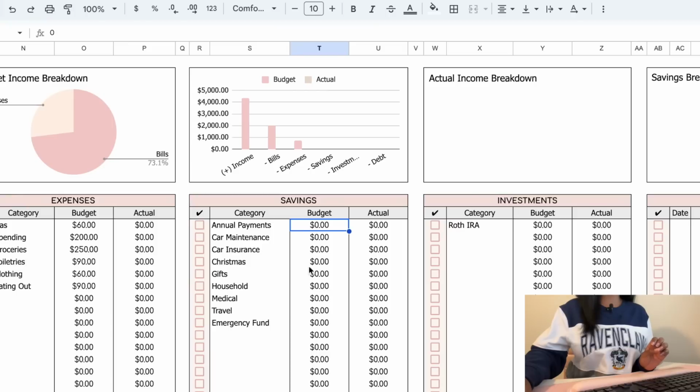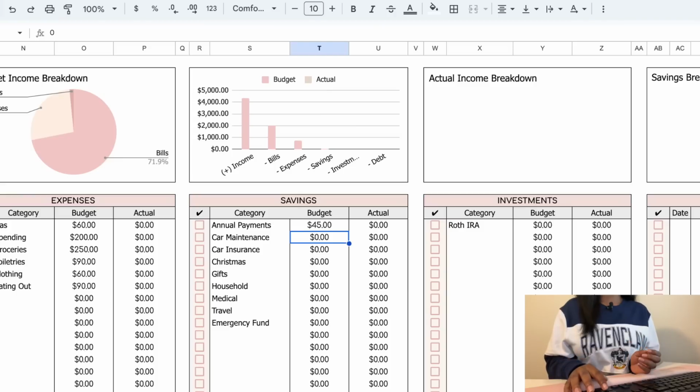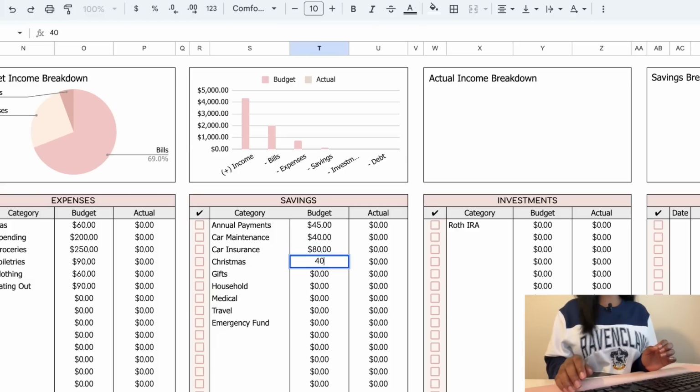So moving on, we have savings, and this is my favorite section. I just love to see my savings grow. It's my favorite thing to do. So in terms of annual payments, as I said, we're going to do $45. For car maintenance, we're going to do $40. Car insurance, the standard $80. Christmas is going to get $40. Gifts, I'm going to do $35.